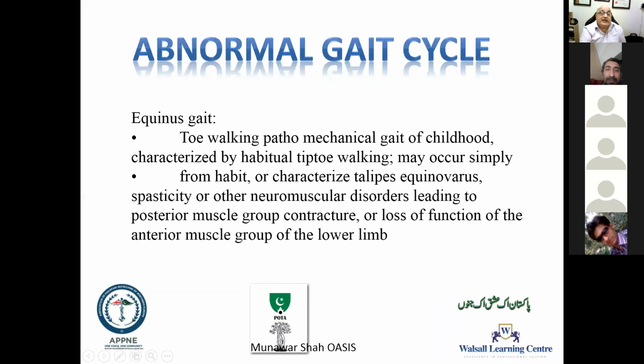Equinus gait is a leg length discrepancy gait where you have a leg taller than the other side. So when it's taller than the other side, on the same side, your knee will be flexed to lift it off the ground, and you will use a lot of force to allow it to do it. It is mostly present in the spastic type of disorders.